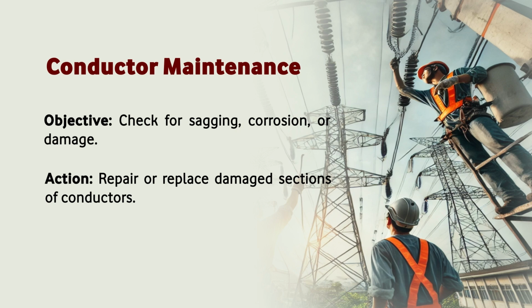Second, we will see corrosion inspection. Conductors, especially in industrial or coastal areas, are prone to corrosion. So, regular inspections using both visual and chemical analysis help us in identifying the corrosion early. Third one, repair or replacement. Damaged sections of conductors are either repaired through splicing or completely replaced. In some cases, entire spans of conductor may be restrung to restore proper tension and alignment. Next, we will see what the importance is.